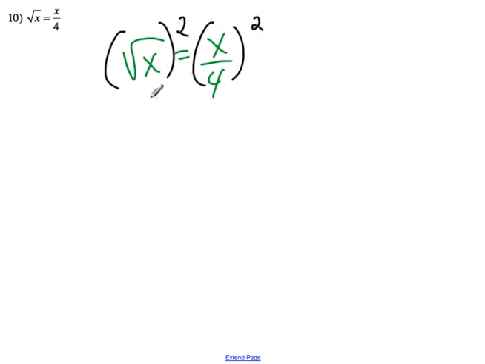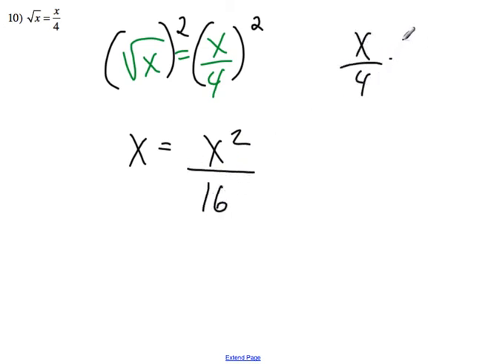Here, what we need to do is when we have a radical, we're going to square both sides. So let's square both sides. You have to square the whole thing on both sides. That's x equals x squared over 16. Because x over 4 squared is x over 4 times x over 4, which is x squared over 16.